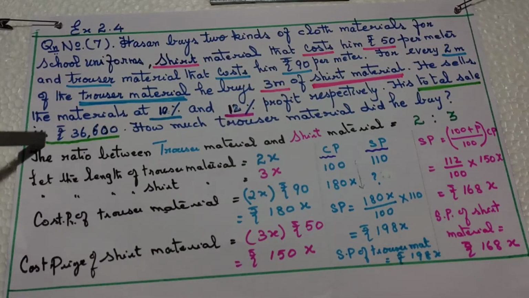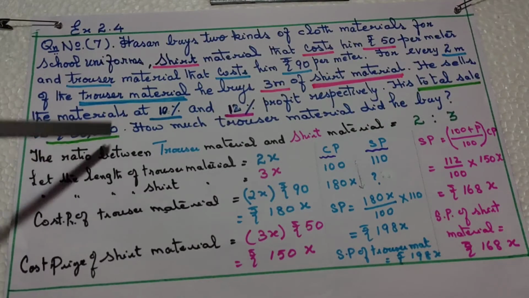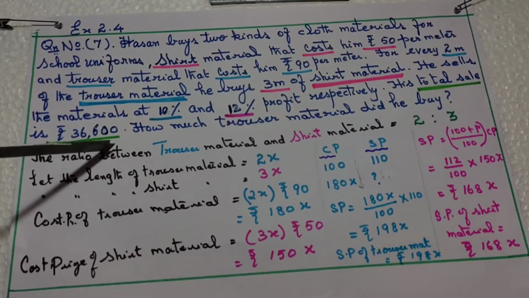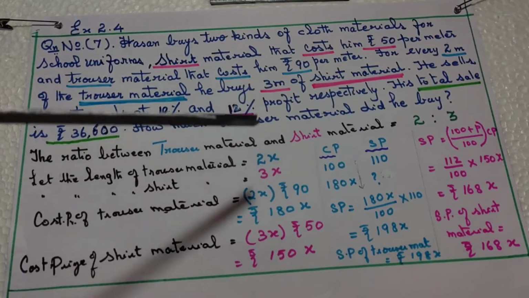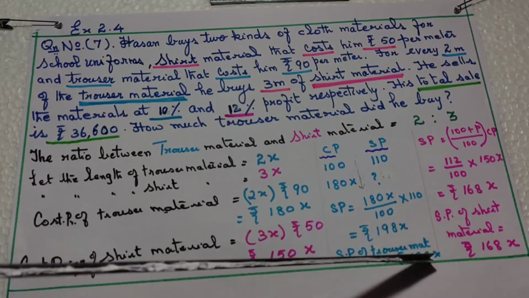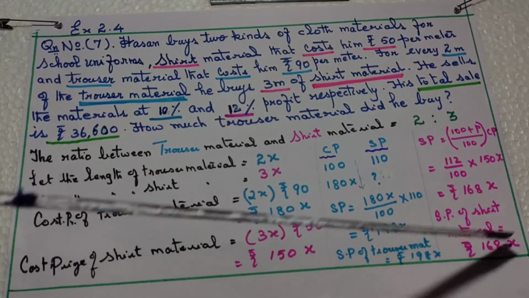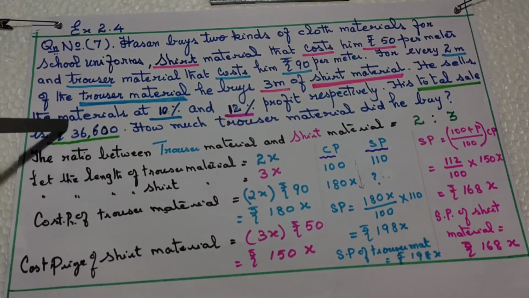And in the problem here it is given the total sale is rupees 36,600. So this 36,600 is nothing but the sum of these two, that is 198x plus 168x gives us 36,600.